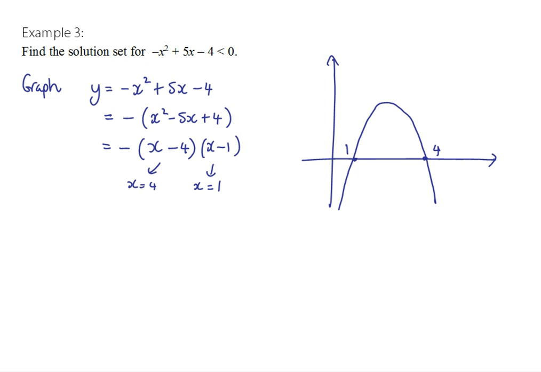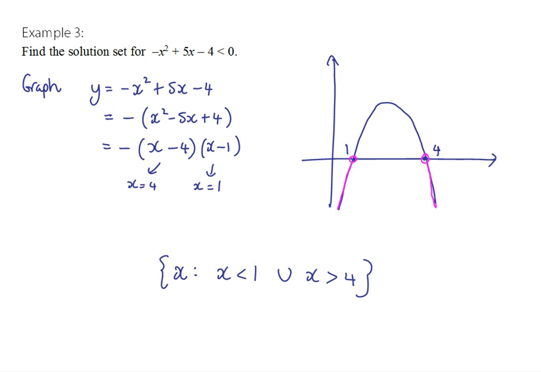And we wish to know where this quadratic is less than 0. So where does it sit below the x-axis? So not at that point, but there, and not at that point, but there. So it is the set of values of x such that x is less than 1 or x is bigger than 4.